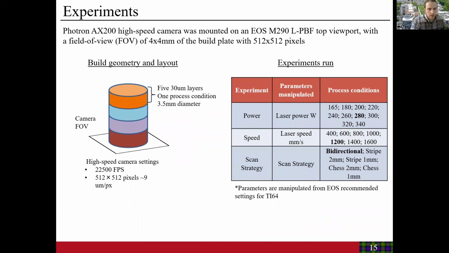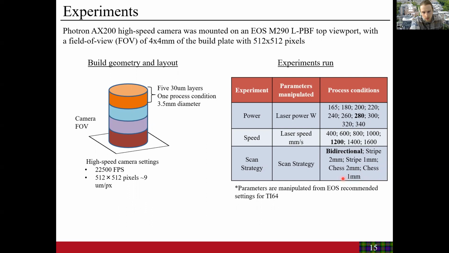So here we're going over some of the experiments we've done to use our developed machine learning tools. Here we're building a 3.5 millimeter geometry inside our camera's field of view. And every five build layers, which are 30 microns thick, we change the process conditions. So here we're varying either laser power, laser speed, or scan strategy. For laser power, we're varying from 165 to 340 watts. Or we vary the laser speed anywhere from 400 to 1600 millimeters per second. And for scan strategy, we're looking at bidirectional, stripe, and chess.